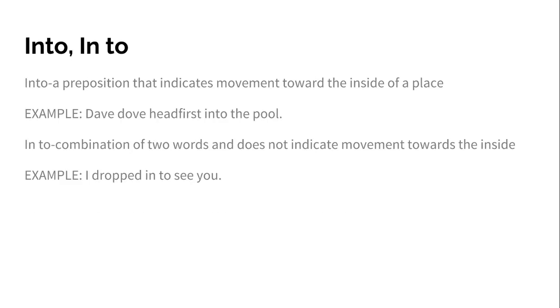Into and in to. Into as one word is a preposition that indicates movement toward the inside of a place. Dave dove headfirst into the pool. In to, as two separate words, is the combination of two words and does not indicate movement towards the inside. I dropped in to see you. So they're two separate words that just happen to be in the same sentence next to each other.